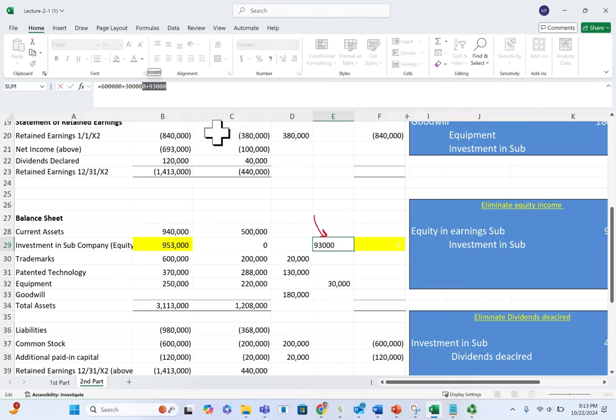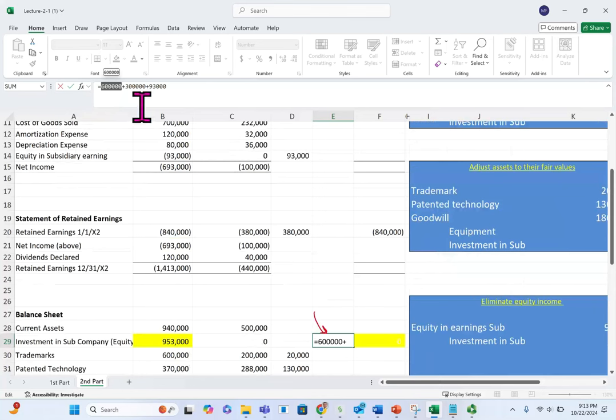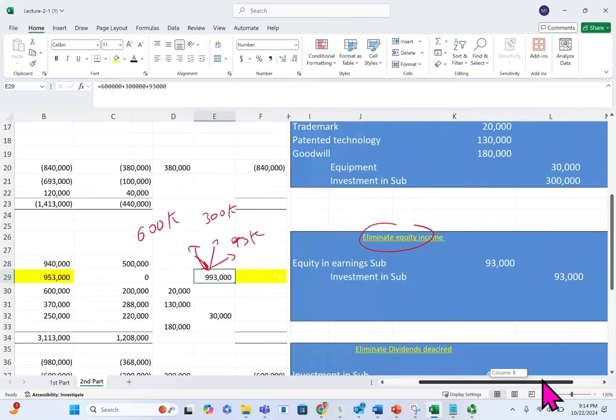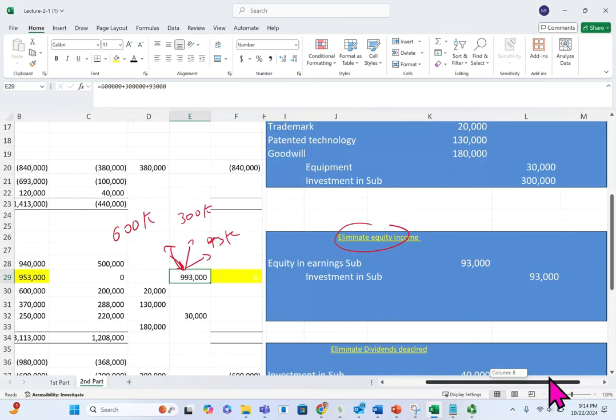the third credit, 93,000. So first, it's the 600,000 to remove the equity, the 300,000 to adjust the assets to fair value and put in the new assets, and the 93,000 to remove the equity income. So this is where the 993 is coming from. Let me write it up. 600K for the equity, 300K was adjusting the value of the assets, and 93 to eliminate the equity income. So I debit equity, credit investment.